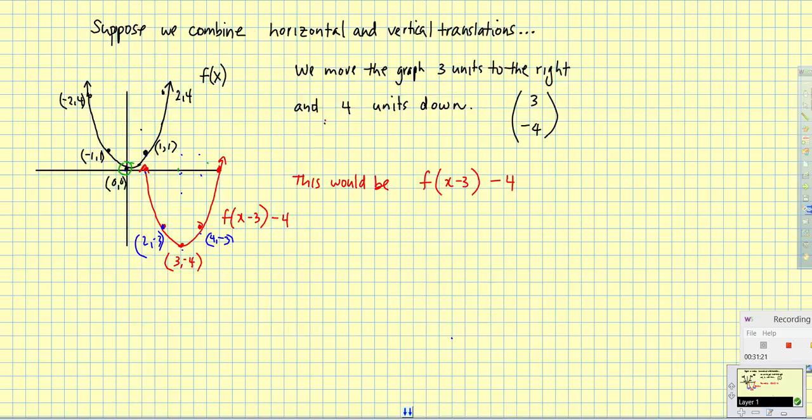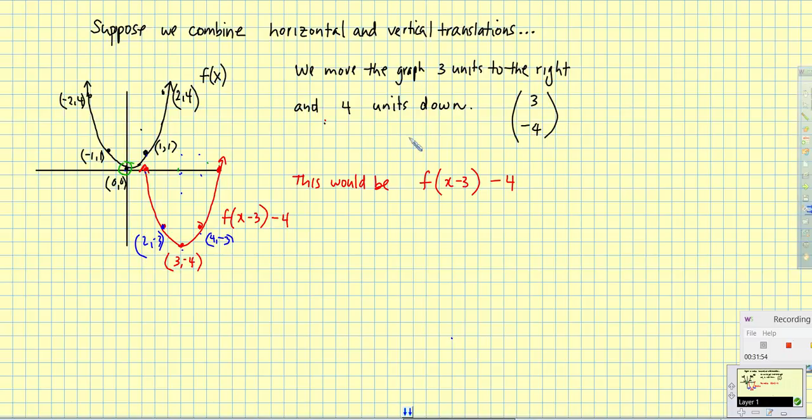All right. Now, of course, we can always combine the two translations so that you have a horizontal translation and a vertical translation occurring at the same time. So here's my actual physical graph that I've taken. I have my original f of x graph, which is a parabola. And when I take a look at what the translations are, it says that I'm moving my graph 3 units to the right and 4 units down.